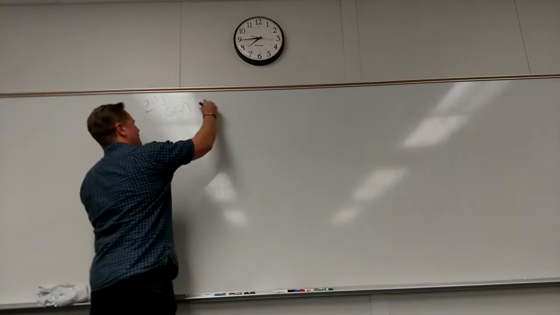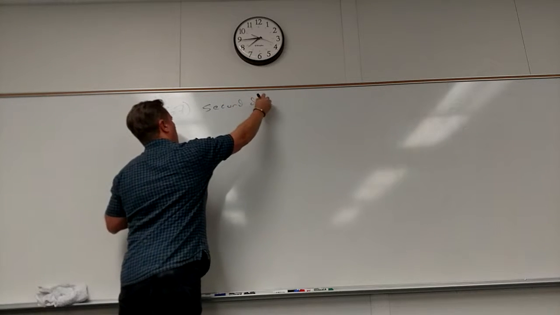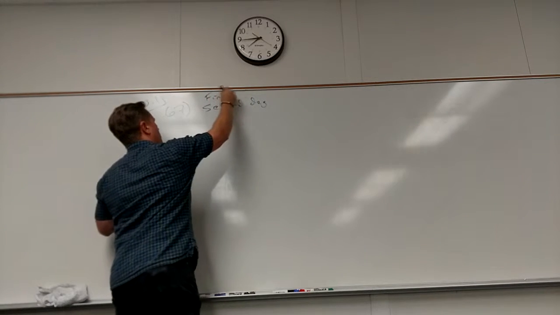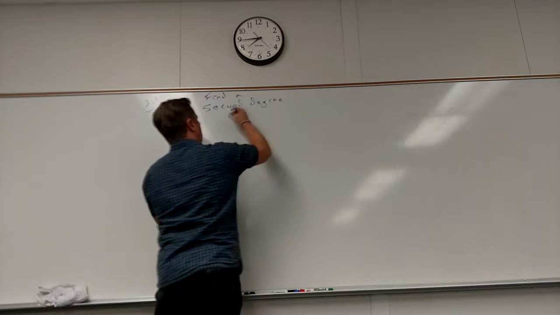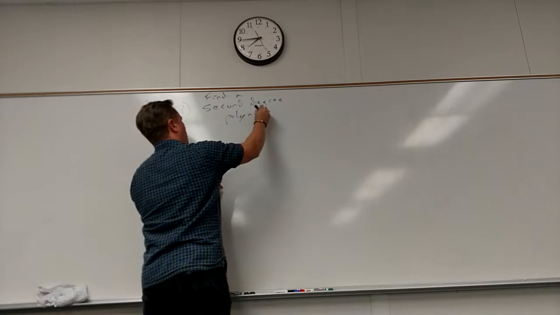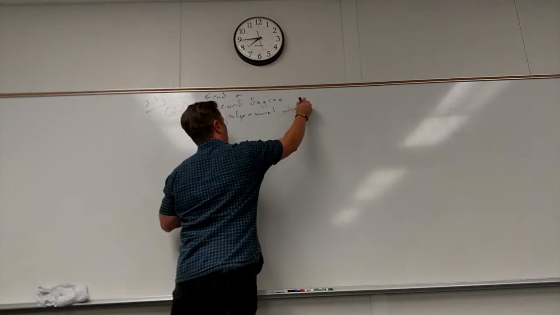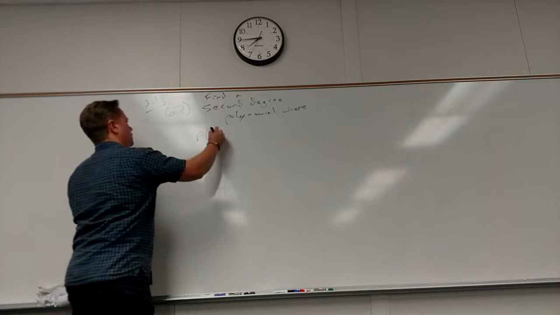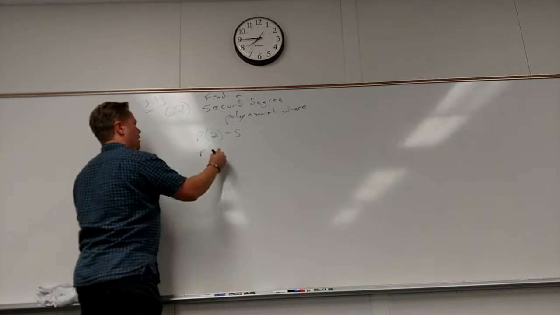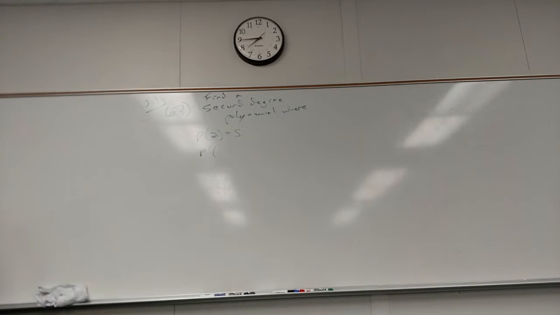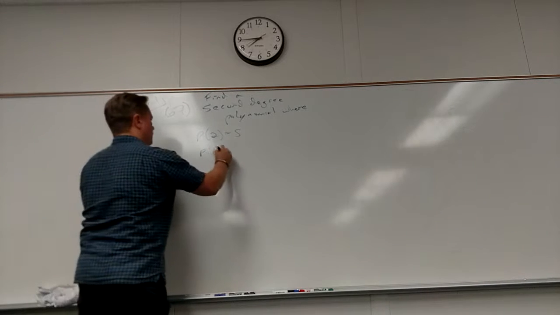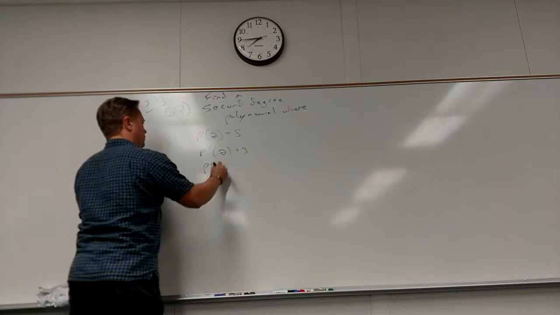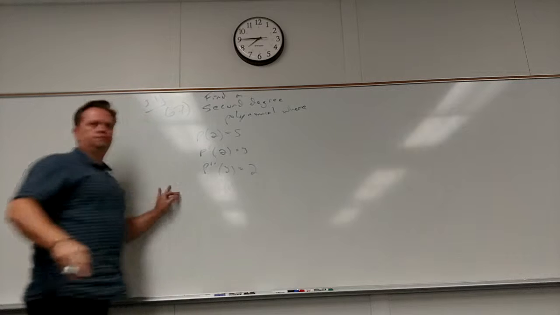So this one says find a second degree polynomial where, and then they give you some stuff. P of 2 is 5. P prime of 2 is 3. And P double prime of 2 is 2.